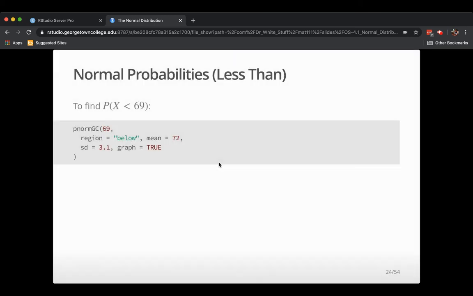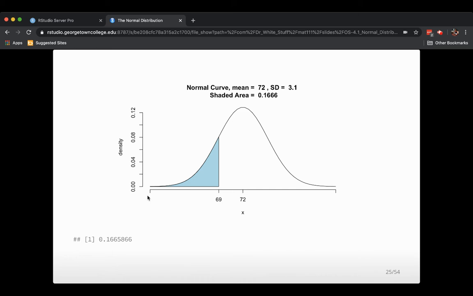Okay, let's try another one. What if you wanted to find the probability that X is less than 69 inches? Well, same thing, boundary number, but this time you say region is below. Everything else about it is the same. So I'll just show you what you get over in this next slide.